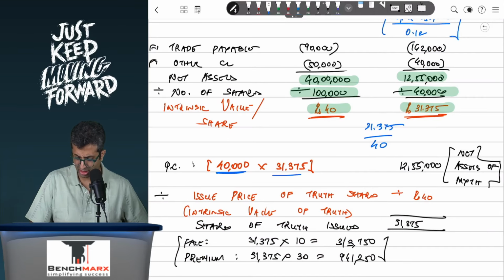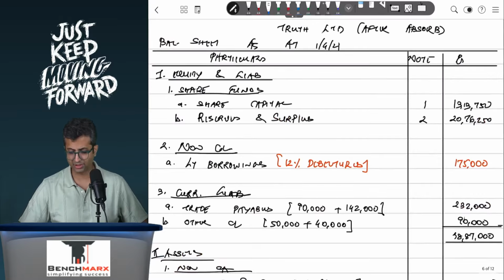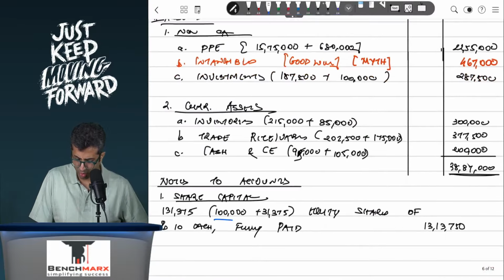So for the shares, this is 12,55 divided by 40 rupees, and this will give you 31,375 shares. Now once you do that, you are just going to total everything. So this is our existing shares, plus 31,375: 1 lakh plus 31,375 shares of rupees 10 each.